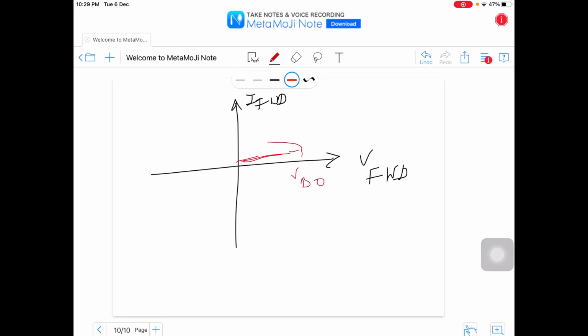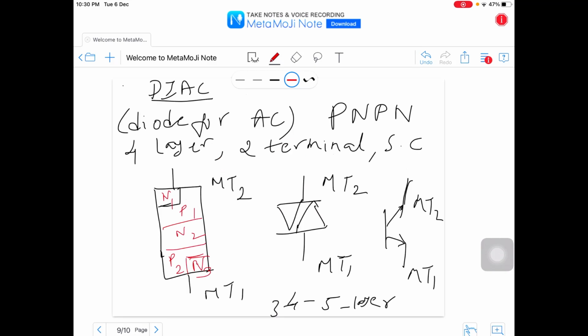After that it will increase. Very similar for the negative breakover voltage, up to the reverse voltage it turns and then increases like this. So this point where it breaks over is called V reverse, where the leakage current is flowing, VB0. So see, this is the Diac.